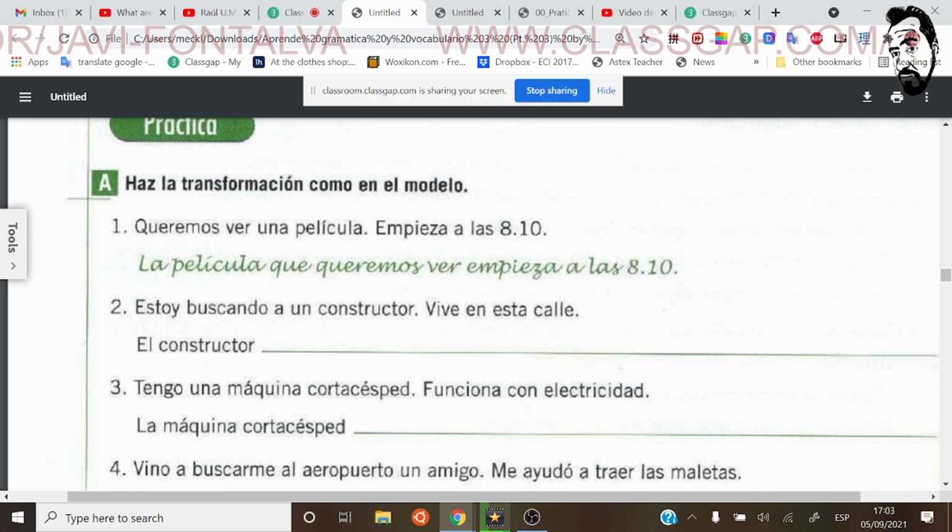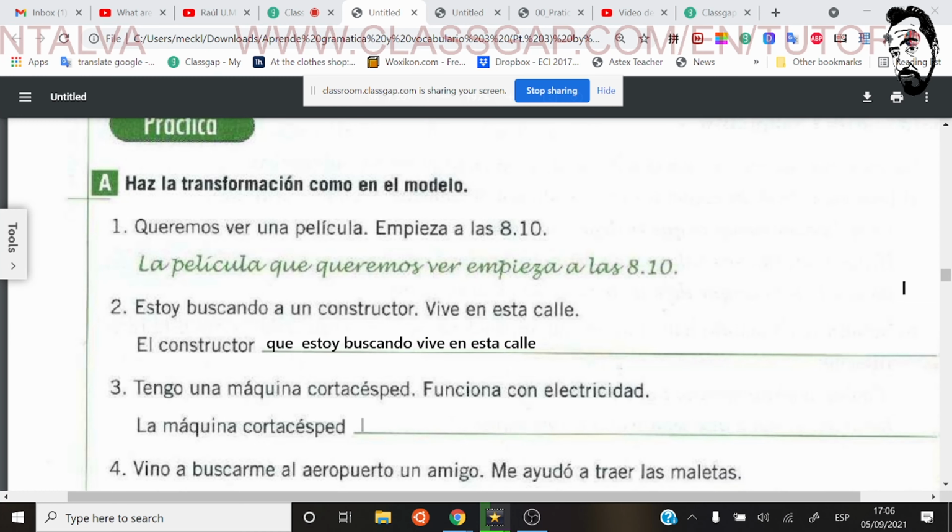Número 3. Tengo una máquina cortacésped. Cortacésped is a lawnmower. What does it mean again? A lawnmower. Okay. La máquina cortacésped que funciona con electricidad.